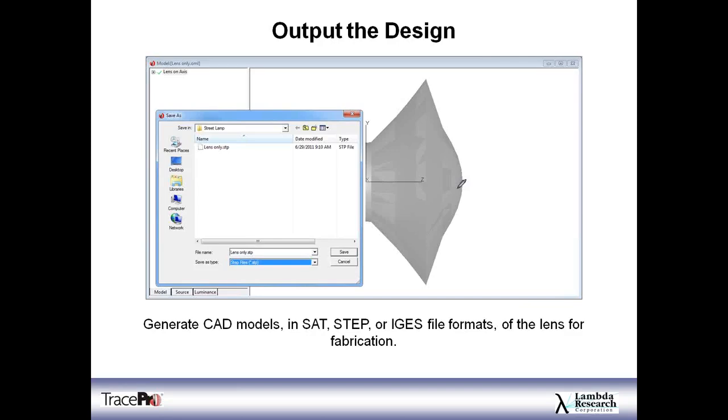So this information you could then send out to your mechanical engineer, if you're using SolidWorks or Pro-E, and design the whole rest of the mechanical system and the optomechanical system around this lens. So again, just export your CAD models: SAT, STEP, IGES. You can also then send these models to the manufacturer so that they can make, in this case, a molded plastic optic of this lens.